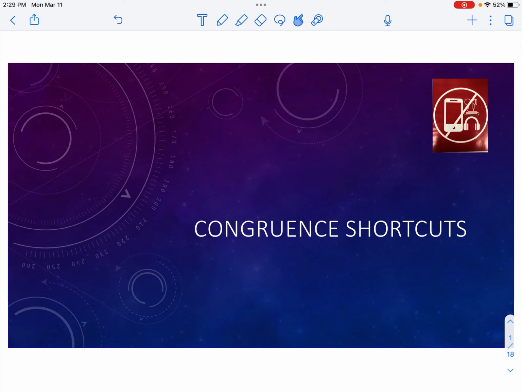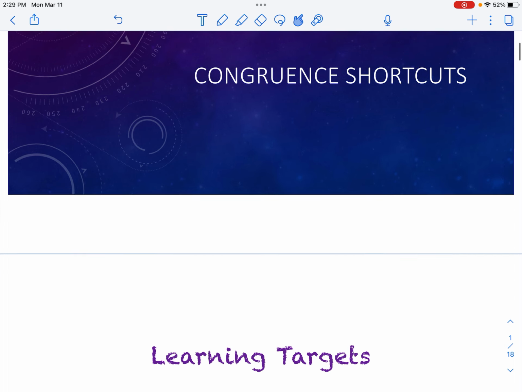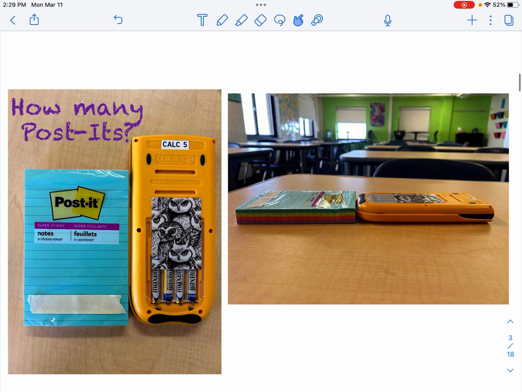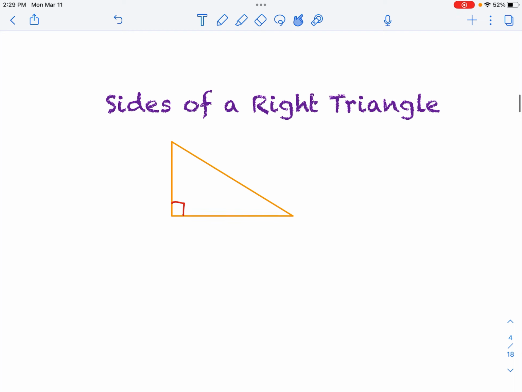Okay, so we're going to talk about some congruence shortcuts today, which help in some proofs. Before we do that, let's just talk about the sides of a right triangle.